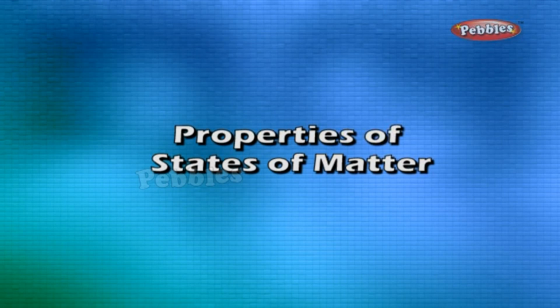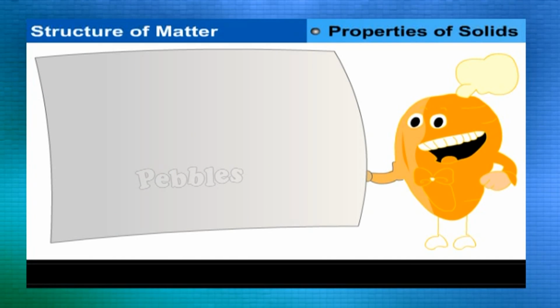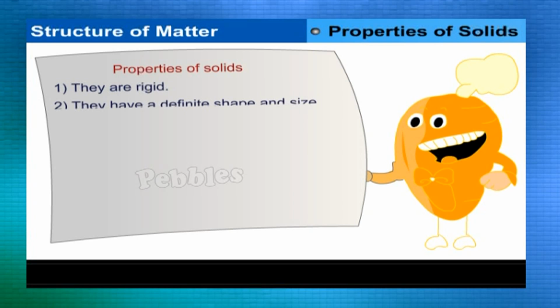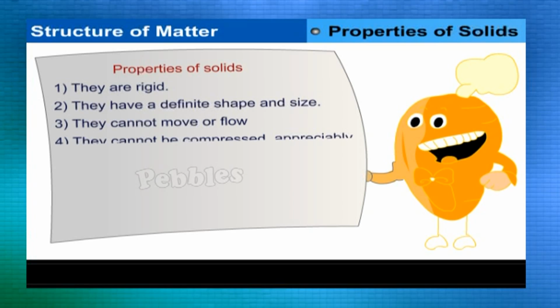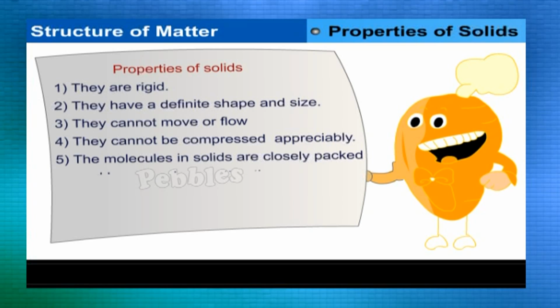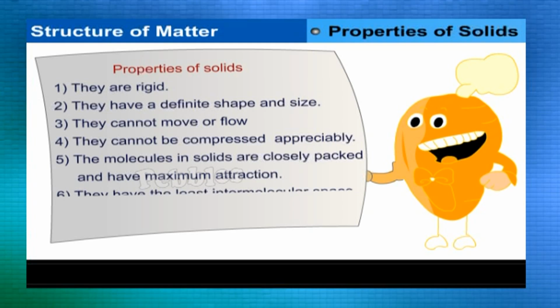Properties of states of matter. Properties of solids. They are rigid. They have a definite shape and size. They cannot move or flow. They cannot be compressed appreciably. The molecules in solids are closely packed and have maximum attraction. They have the least intermolecular space.